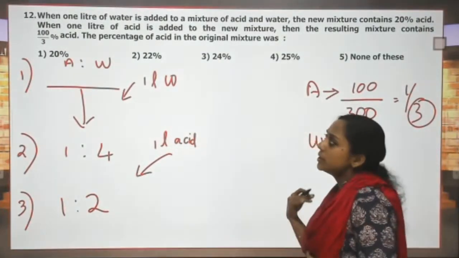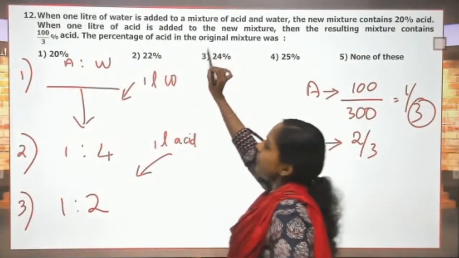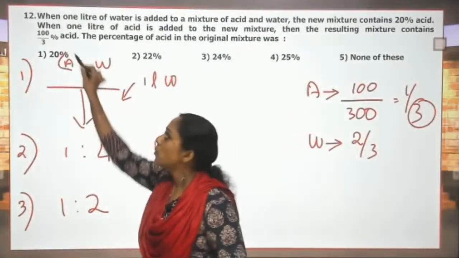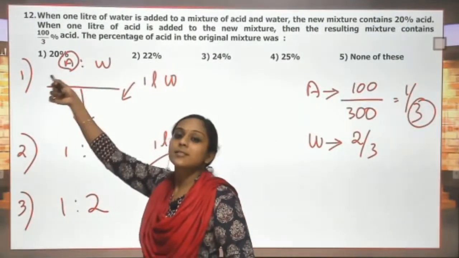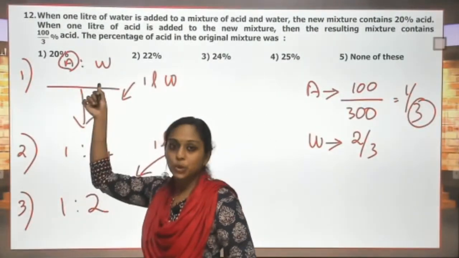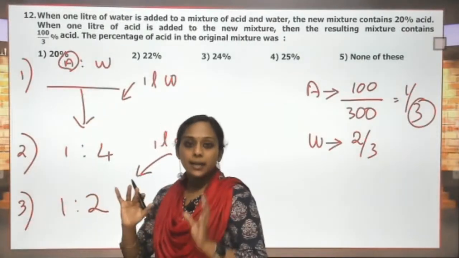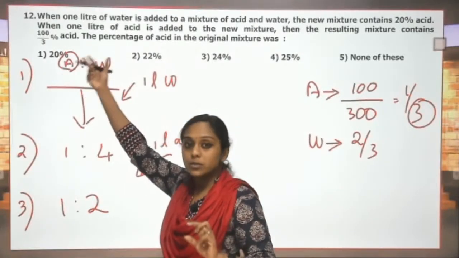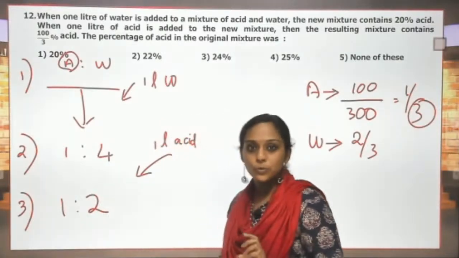Now let's go into the next part. Here you see the percentage. What is our main question? The percentage of acid in the original mixture was. I have to find out how much percentage acid was there originally. For that I need the ratio. Once I get the ratio in which the initial mixture was there, how much acid, how much water was there, I can easily find out this percentage value. So my aim is to find out the ratio of acid and water in the initial mixture.